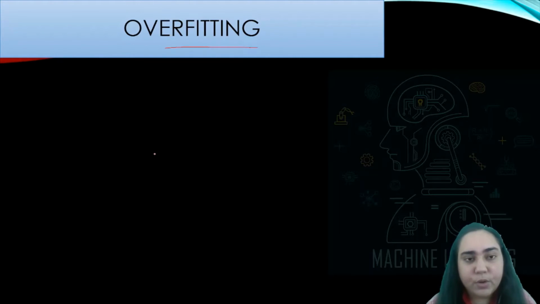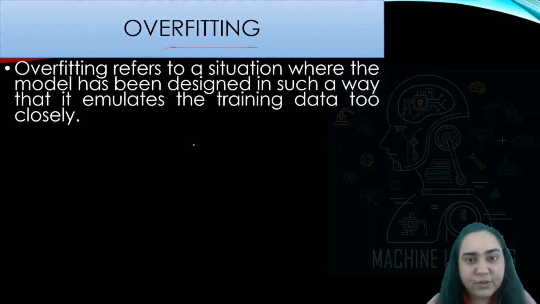Let's now talk about overfitting. So overfitting refers to a situation where the model has been designed in such a way that it emulates the training data very, very closely. Okay, so your model is designed so well that it fits the training data completely.